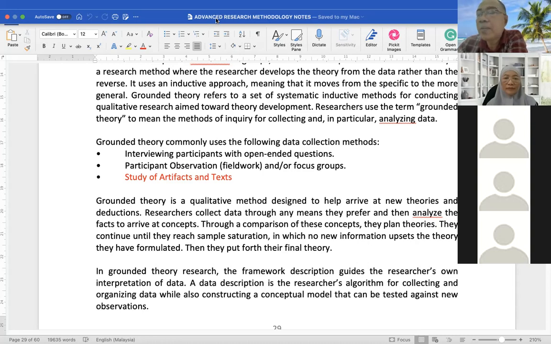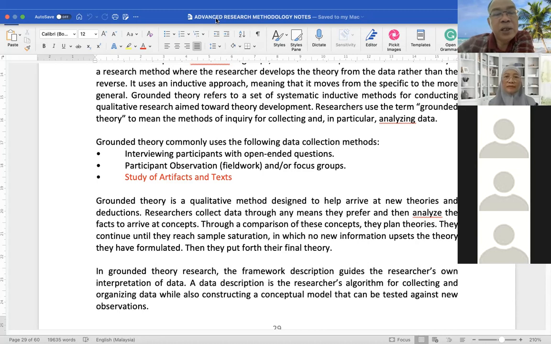There are some researchers who use old tags, artifacts, and archives as their data. And from the data, they will try to form a new conclusion or a new theory. Okay. So study of artifacts and tags. Some people call it library research, right? So this is another type of data collection used in the grounded theory.